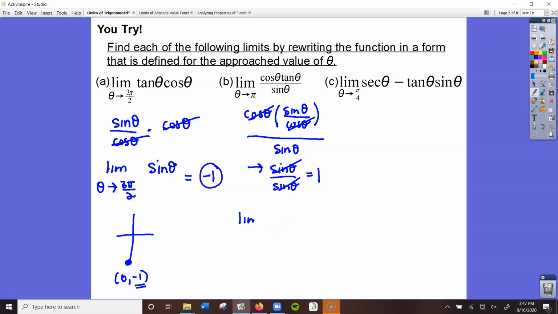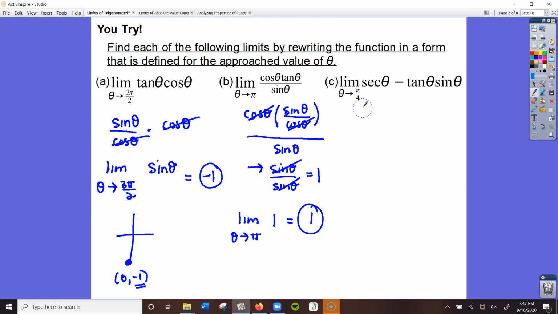So this means that the limit as theta is approaching pi of my simplified function is the limit of 1. It doesn't matter where your variable is approaching if you're trying to find the limit of a constant. The answer will always be that constant.